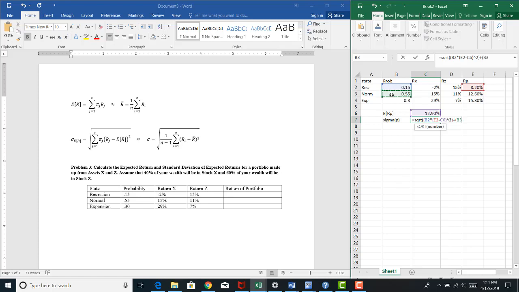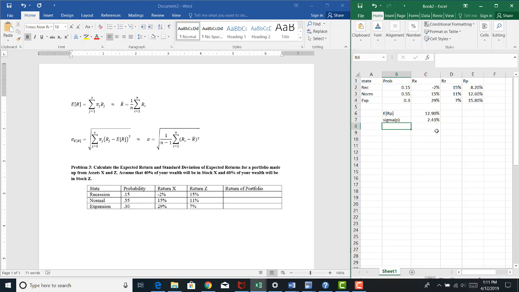the probability of the second economic state times the squared difference between the returns for the portfolio in that state minus the expected return, squared, plus the probability of the third economic state times the returns to the portfolio in that state minus the expected return, squared. Let me close my square root bracket. Hopefully you can follow that formula there, just using the formula there on the left. I'm going to hit enter. I get a sigma of the portfolio of 2.43.